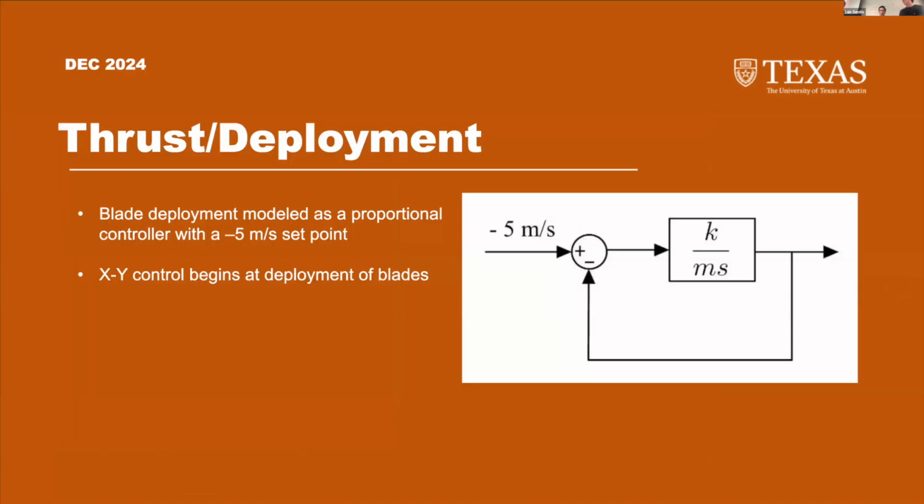Okay, so one of the big changes between the last update and this final presentation is the gradual deployment of the blades and slowing down the drone itself. For this, we use a simple proportional controller that just tries to minimize the error between the set point velocity of -5 meters per second, and that gets us the gradual slowdown that we'll see in some of the graphs in a second.